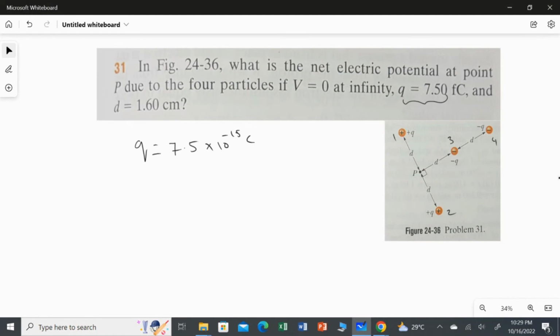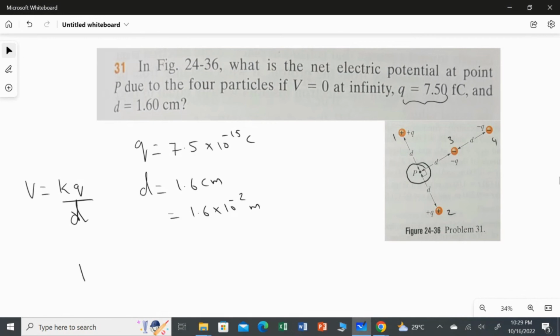And here the distance is mentioned. What is the distance? The distance is 1.6 centimeter, in terms of meter, which is 1.6 multiplied by 10 to the power of minus 2 meter. Clear? Again, we have to find the net electric potential by these 4 charges at this point P. So again, we have to deal with the superposition principle. I am going to apply this formula V equals KQ over R. Here R is nothing but, for this question, D. Clear? So we have to use this formula for each charge.